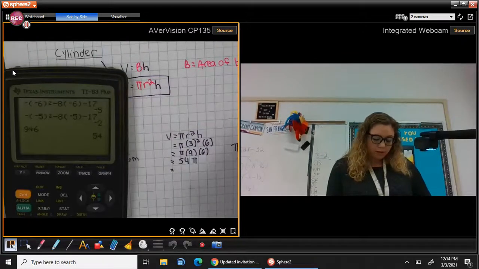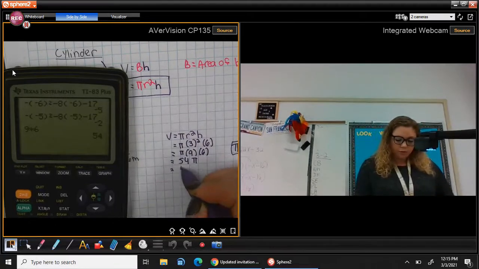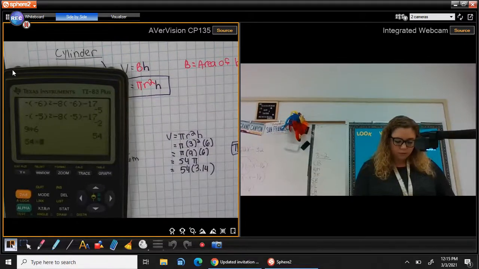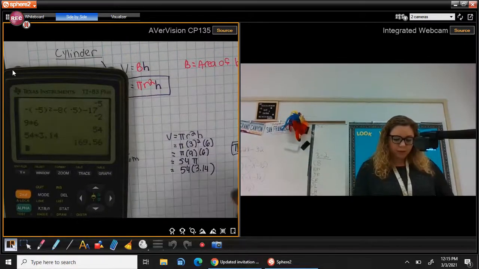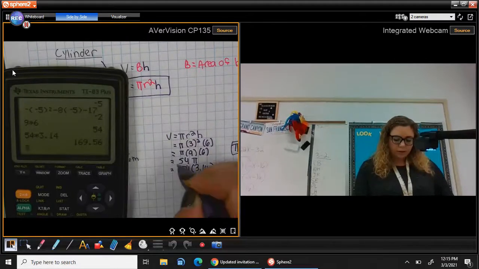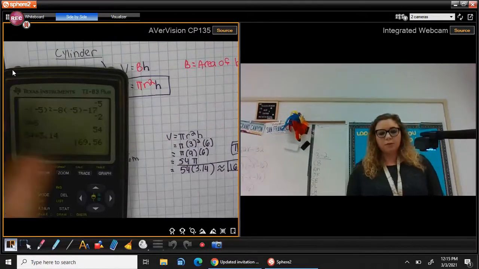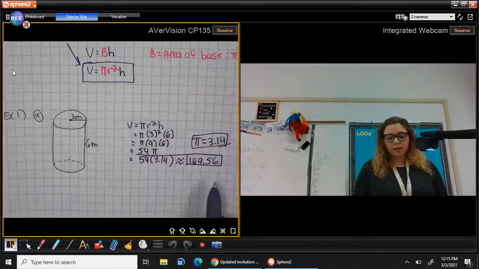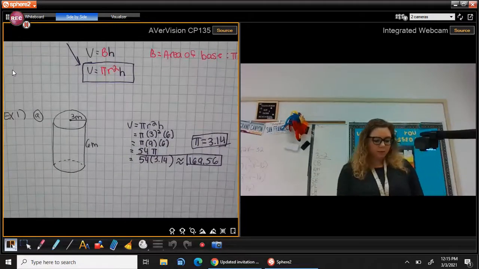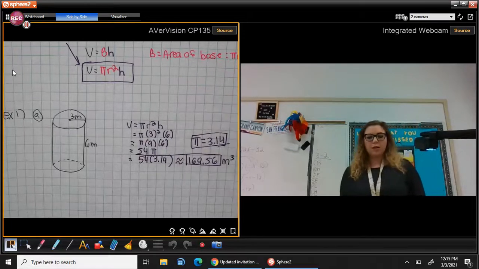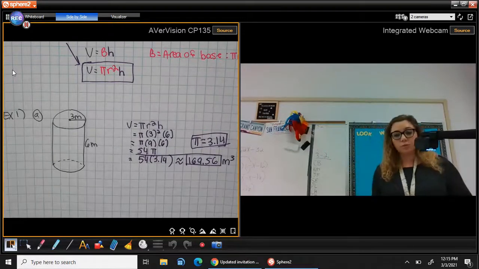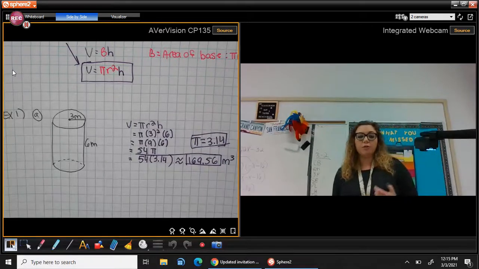So pi equals 3.14. So 54 times 3.14 is going to give me approximately 169.56. And that's going to be my answer right here. So the volume of this cylinder is 169.56 meters cubed. Because when we talk about volume, we're talking about cubes. And that's how you would solve for volume.